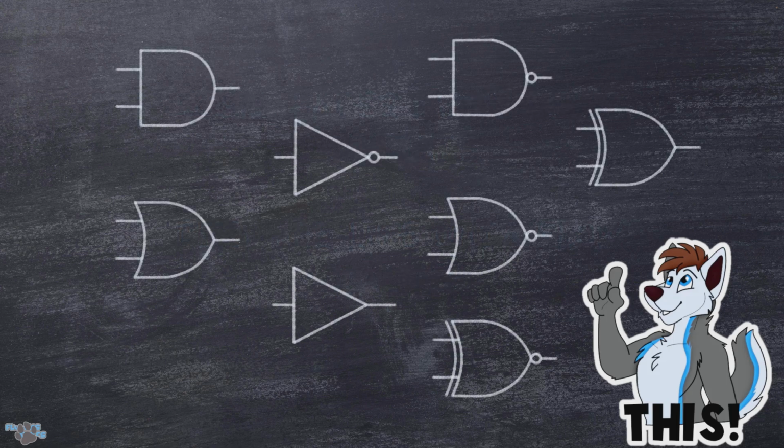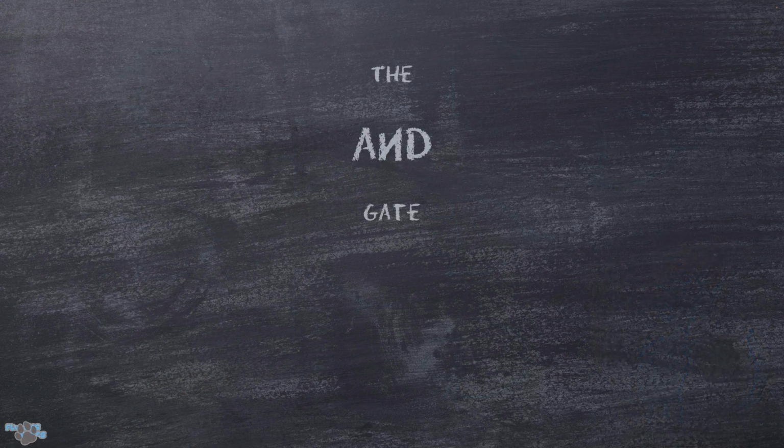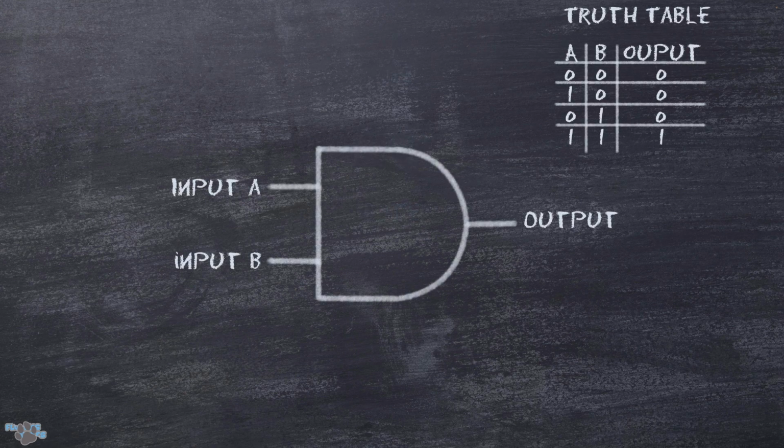There are 7 main logic gates, plus a buffer gate. Each gate has its own symbol and way of handling data. Let's go over each one now. The AND gate is first up. As you can see, it is D-shaped. You can see from the diagram we have inputs, 2 of them, an output and a truth table.